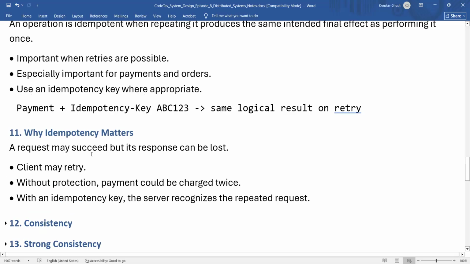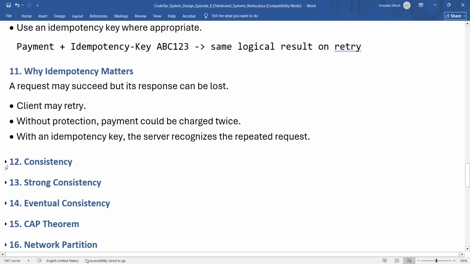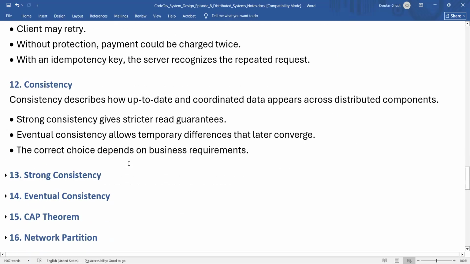Okay. So I have already told about why idempotency is important. So next is consistency. So now let's discuss consistency. Suppose we have a database with multiple replicas. We update a user's balance on the primary database, but the replica has not received the update yet. So if we read from the replica immediately, we may get the old value.